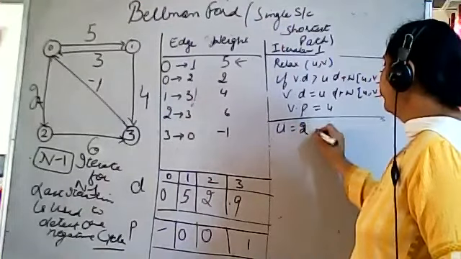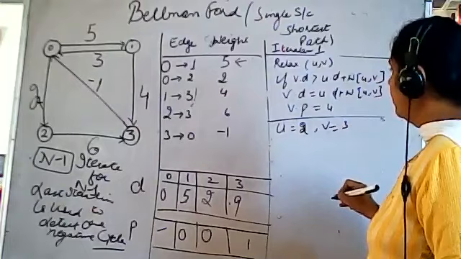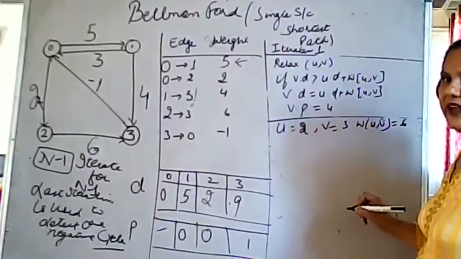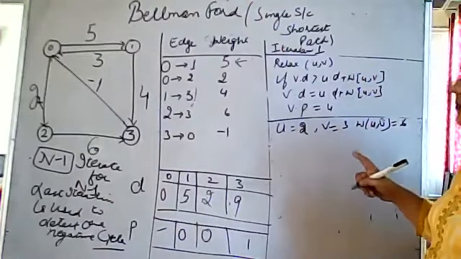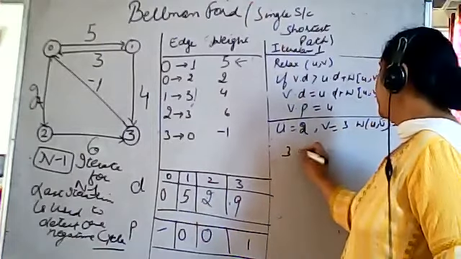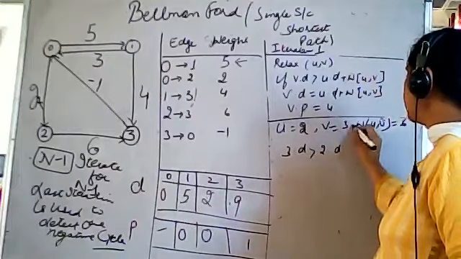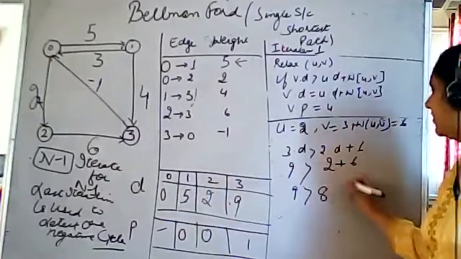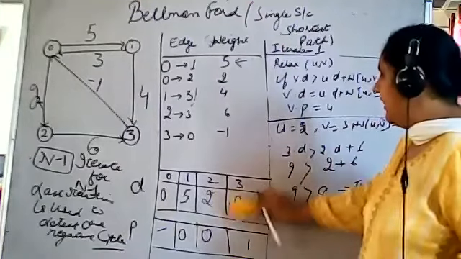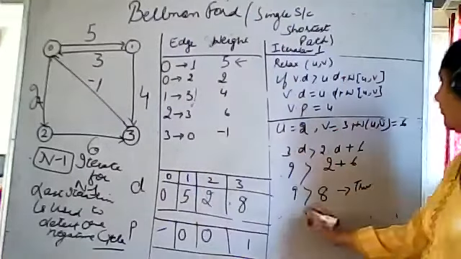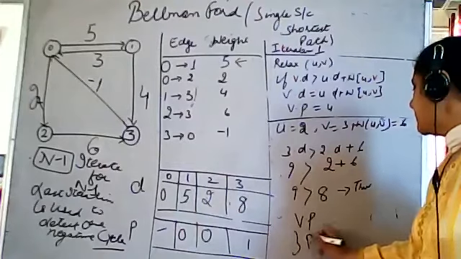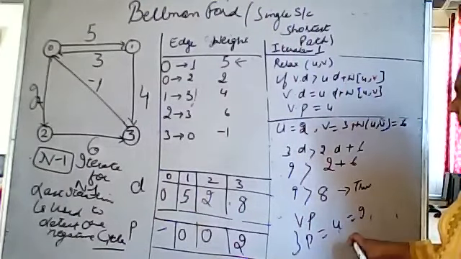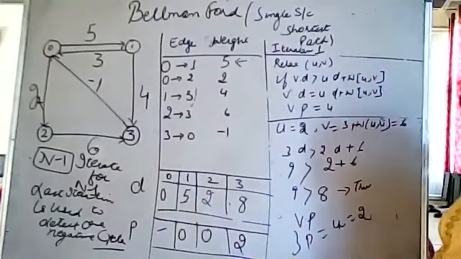U is equal to 2, V is equal to 3, and weight of U comma V is 6. Am I doing it right? We were on the third part, 2 to 3 karna hai na hamein. Okay. 3 dot D is greater than 2 dot D plus 6. 2 dot D ki value kitni hai? 2 plus 6. 3 dot D ki value kitni hai? 9. 9 is greater than 8. Condition kya hai? True. So change this value to 8. And now V of P, that is 3 dot P is equal to U, which is equal to 2. So update it to 2. Okay. So this is your third iteration.